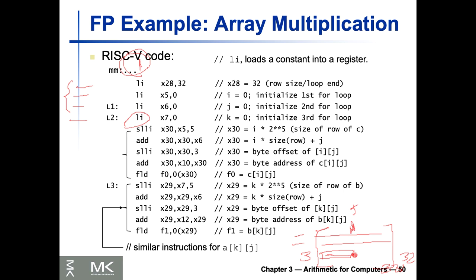Say this is 32. I have skipped three of these 32s: the first row, the second row, and the third row. So you need to multiply 3 by 32, and then add the second index, plus 2. You're going to reach here. Is it clear? Cool. So now we know how we're going to calculate the two-dimensional address for that.